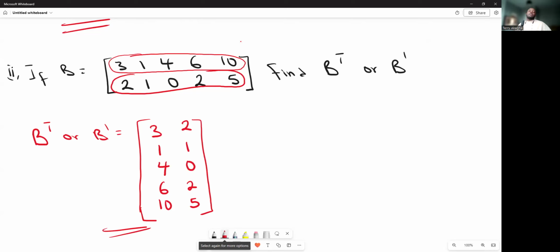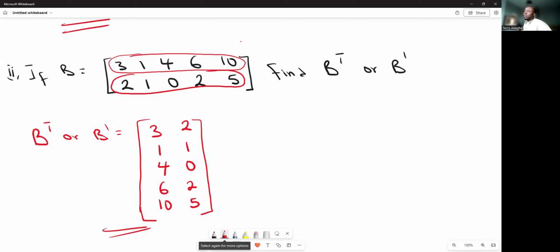So basically, that's how you find the transpose of a matrix. The rows become the columns, and the columns become the rows. And you can represent this using T as a superscript, or you use prime.